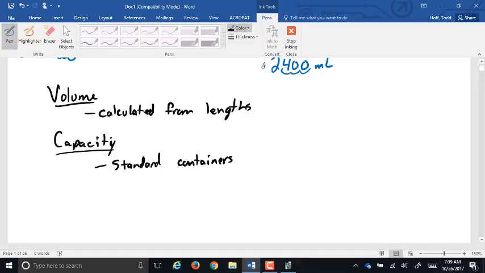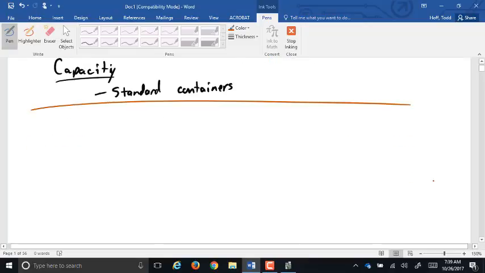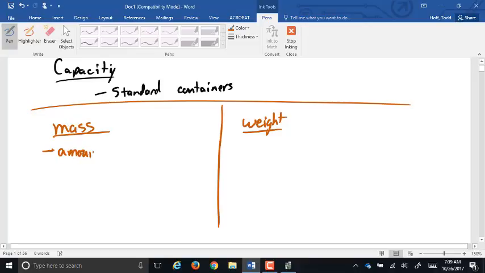Well, today we're going to talk about the difference between mass and weight. And this one's a little bit more important because there's a bigger difference. Mass is a measure of the amount of matter in an object. That literally means how many particles are in that object, how many atoms are in that object. Weight is a measurement of the force of gravity on an object.